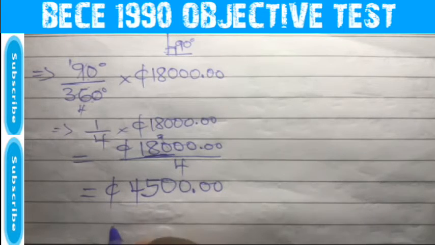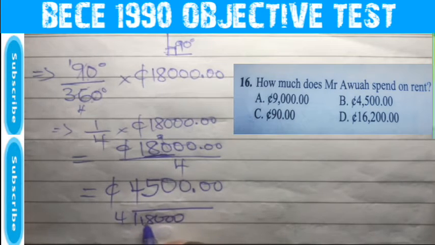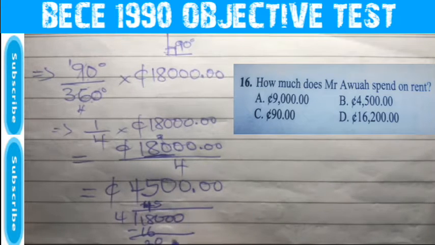If we are supposed to use the long division, this is how we go about it. 18,000. 4 divides 18 is 4. 4 multiplies 4, you have 16. The difference will give you 2. You add this 0, 4 will divide 20, and then you have 5. When you have 2 zeros left, you just add the 2 zeros, and that's it.